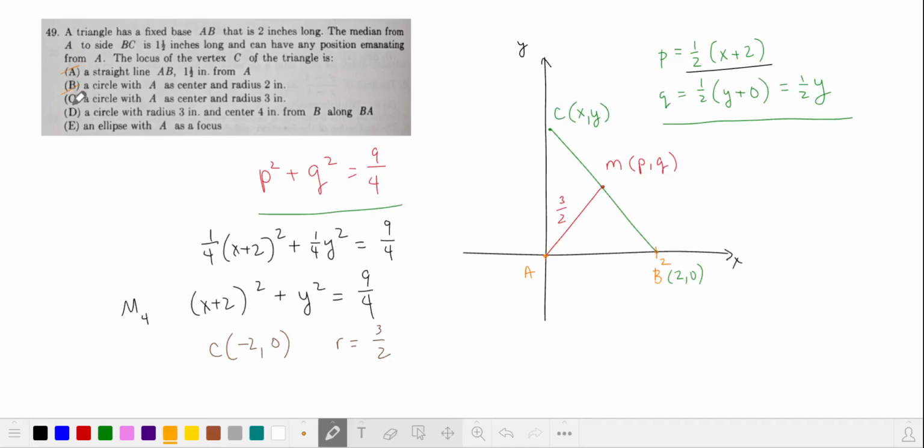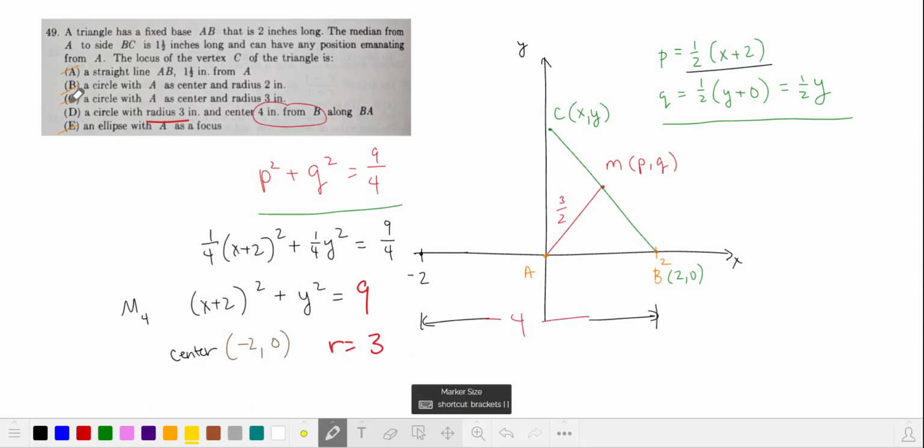We eliminate these 3 because the radius is wrong. It's not an ellipse. Checking D. Oh, I made a mistake. I forgot to multiply this radius 9/4 by 4 to get 9. So this radius is actually 3. That matches with this. If the center is at -2, 0, this is a distance of 4 from our point B. So our answer is D.